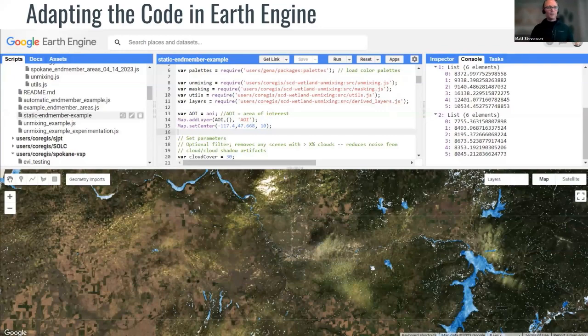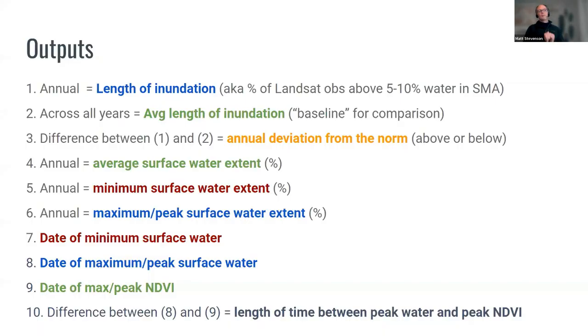It's so much faster than the old way of doing things where you'd have to download individual scenes, process them, stitch them together, and then you could run your code. So here you're bringing your code to the data rather than bringing your data to the code. So we adapted their code base using the end members that Jacob digitized, and we came up with an estimate of the maximum surface water, which was just one of the outputs. And this is the first time that I will hand it over to Jacob, and he's going to give a rundown of these outputs and then explain what we did with them from here.